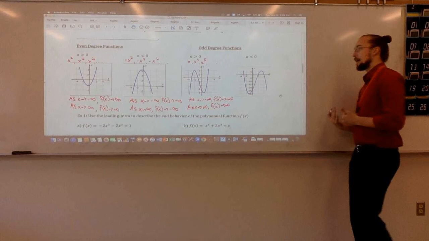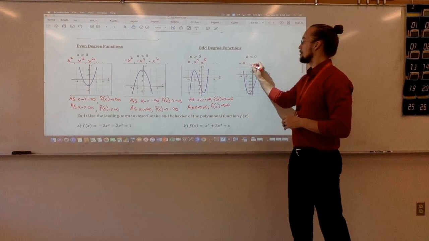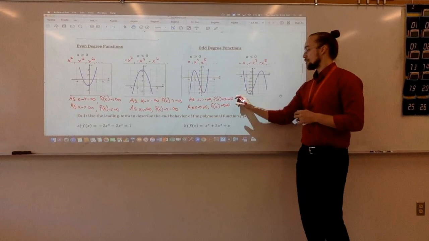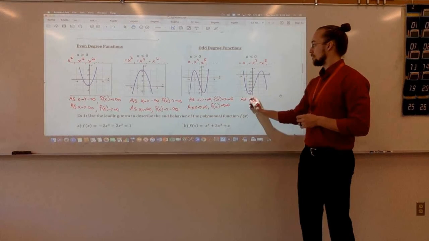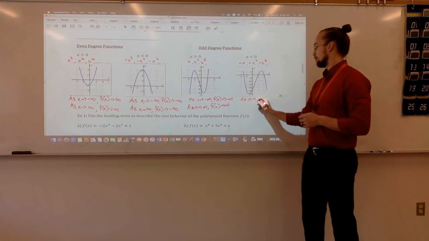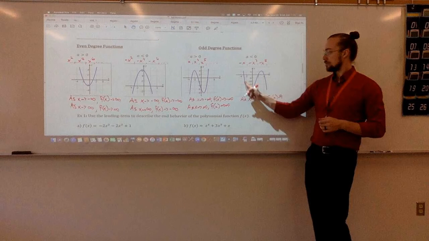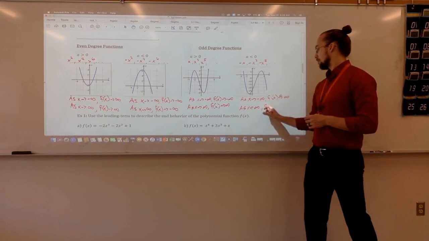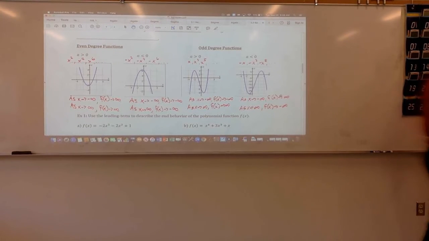And our last one, okay, an odd degree where the leading coefficient is negative, so like negative x cubed, negative x to the fifth. Okay, it's just reversed from what our positive odd degree would do. So as x goes to negative infinity, our y value goes to positive infinity, and as x goes to positive infinity, f of x goes to negative infinity.